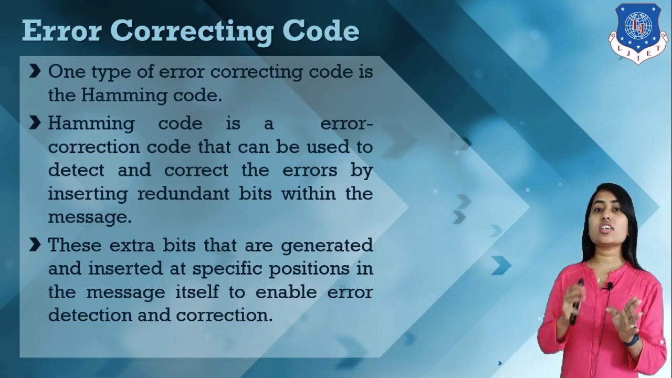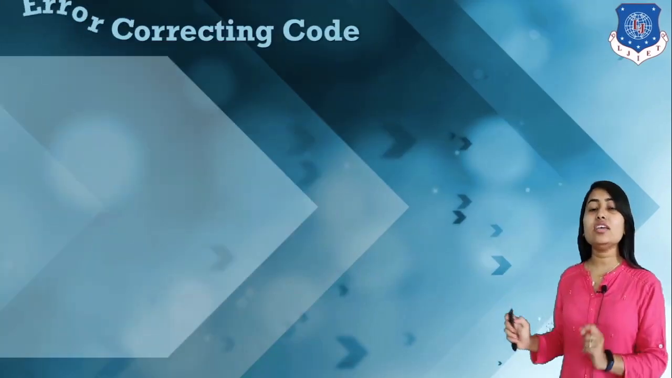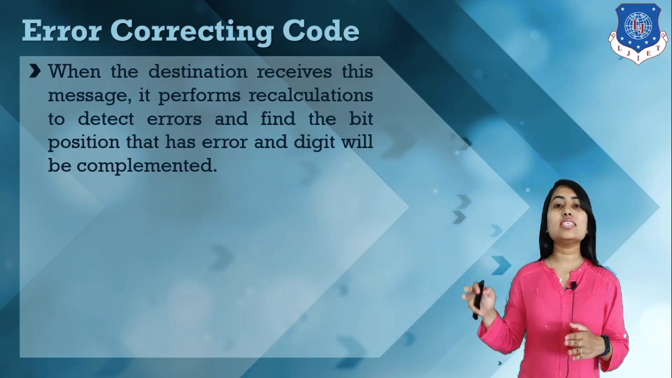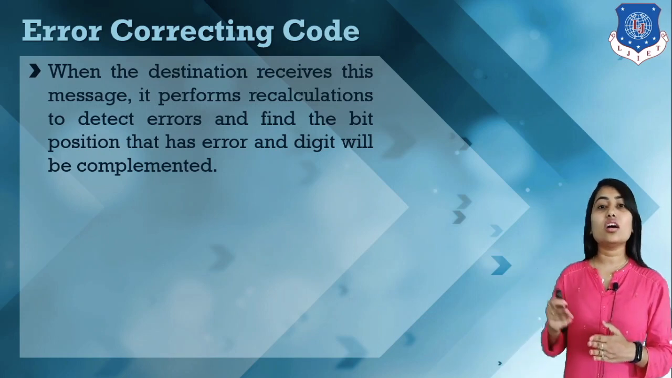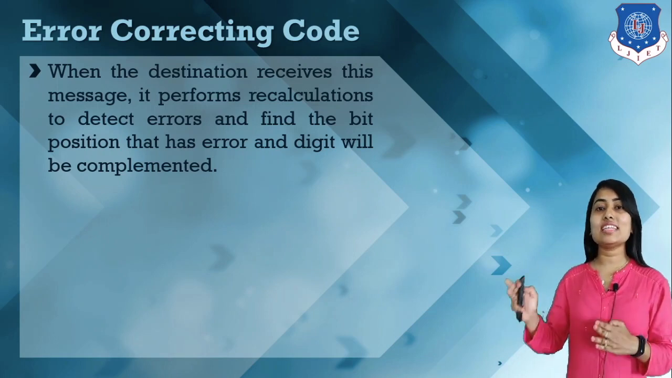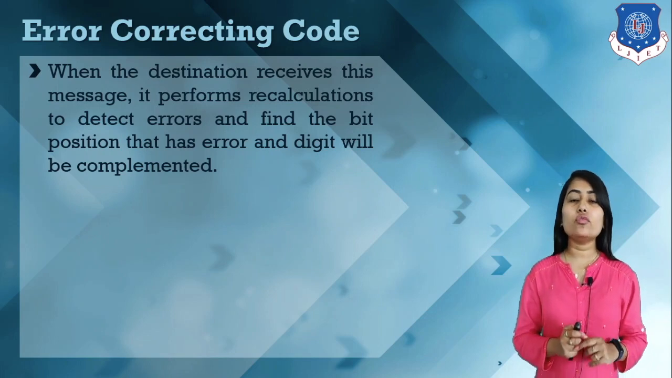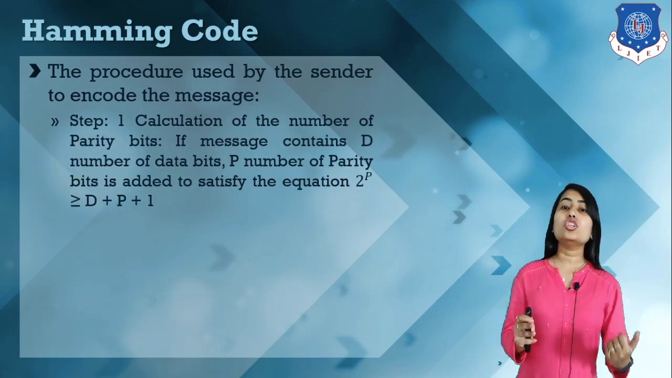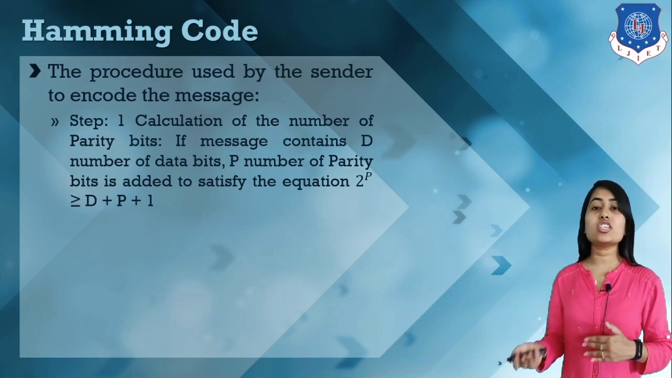Once information is coded in a Hamming code, it is transmitted to the receiver, and at the receiver side recalculations are performed. After the recalculations the receiver can identify if any error occurred, calculate the exact location of the erroneous digit, and then complement that digit, so we have our actual result. So how does this Hamming code work? To convert any binary message into Hamming code format, the transmitter encodes the message. So how is the information coded into Hamming code format?